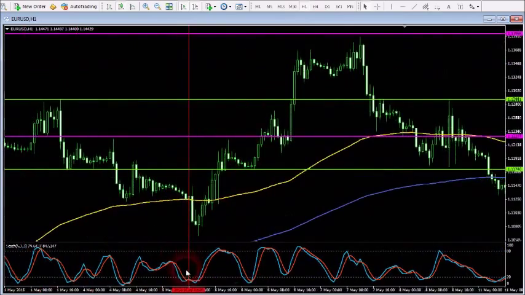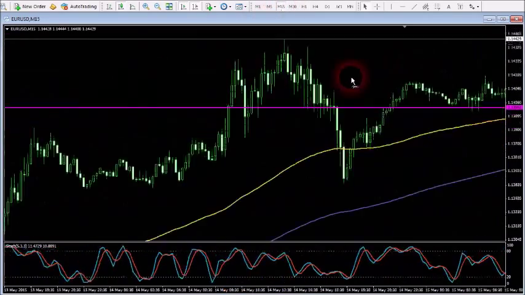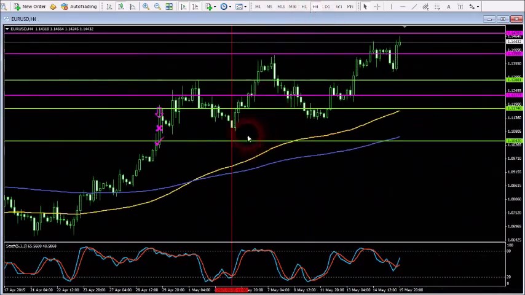Let's find that position here. You can see again, even on the hourly, it was oversold, and then you adjust your line. So this is how you do it.